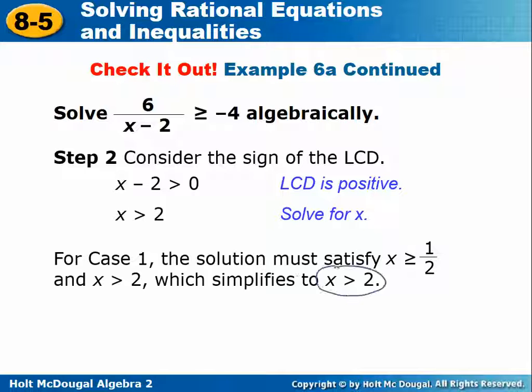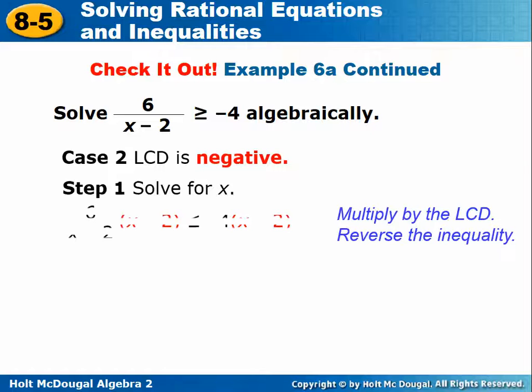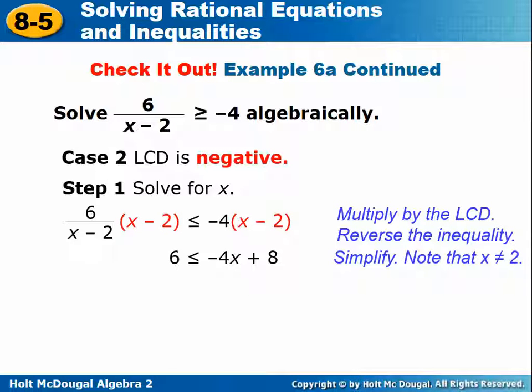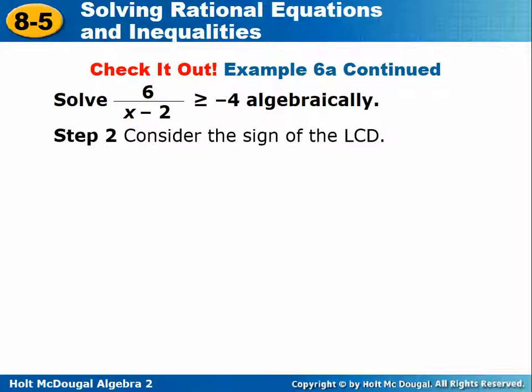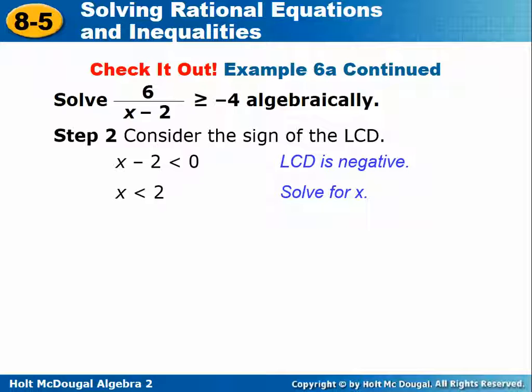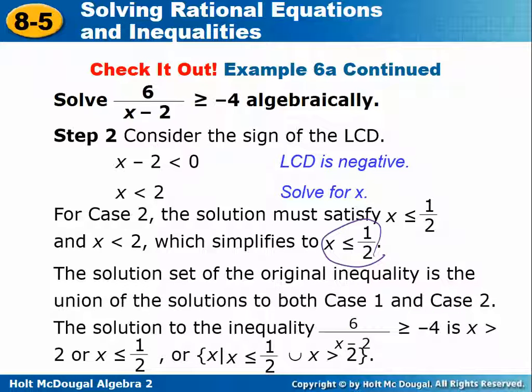So we just use x is greater than 2, and then we have to consider that the least common denominator would be negative, which would switch the inequality sign. So we'd get 6 is less than or equal to negative 4x plus 8. Subtract 8, divide by negative 4. We get x is less than or equal to 1/2. But we also have to consider that x minus 2 is less than 0, so x has to be less than 2. So it has to be less than or equal to 1/2 and less than 2. And x is less than or equal to 1/2 is the more restrictive one, so we have to go with that one. So now we know that x has to be less than or equal to 1/2, and from the previous positive case, we also know that x has to be greater than 2. So it's those two places on the graph where that would satisfy that inequality.